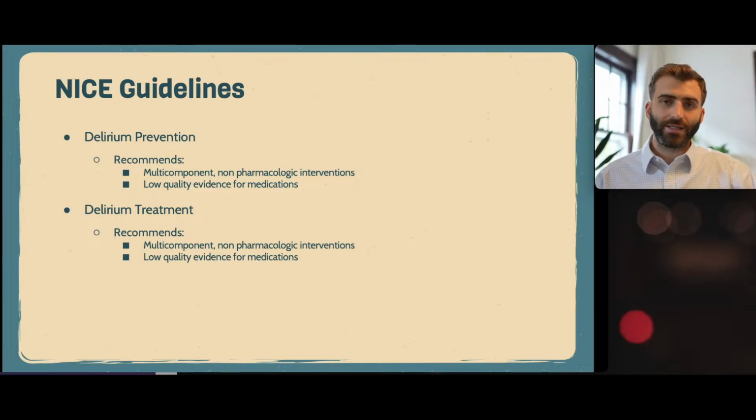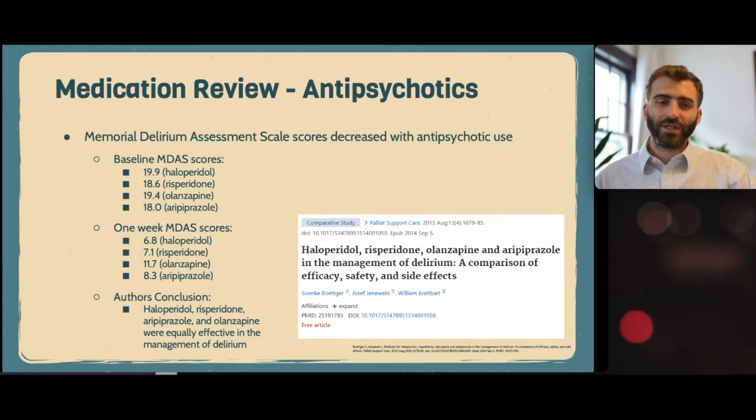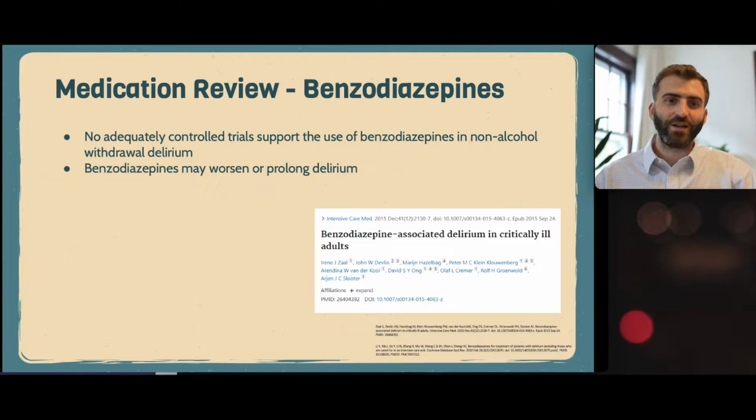Next is the NICE guidelines out of the UK, which say similar things: non-pharm, and they don't really recommend meds. But let's look at some of the evidence. This is a meta-analysis of 19 trials that showed that antipsychotics didn't really help with delirium. There's potentially some positive evidence, so this showed that after a week, the delirium scores decreased, but there was no placebo group, so maybe they just decreased because a week of time had passed. So the evidence isn't that strong for antipsychotics.